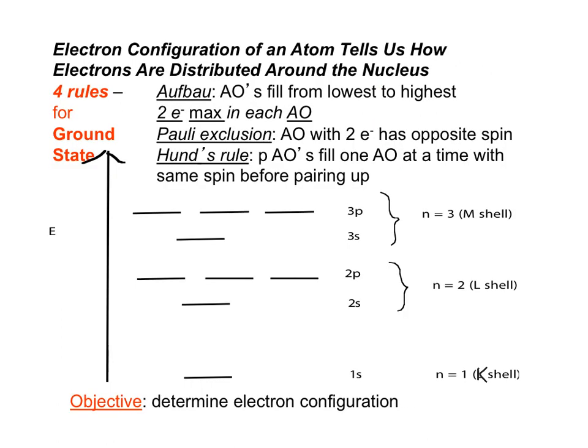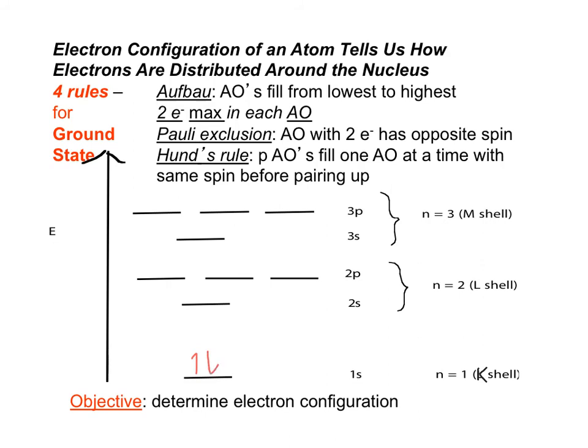Quantum theory tells us how electrons are distributed around the nucleus of an atom. We often want to know the lowest energy electron configuration, which is called the ground state. Stop the video and review these 4 rules for determining the ground state electron configuration of an atom. The ground state configuration of hydrogen is 1s1. Helium has 2 electrons, so the second electron goes in the 1s atomic orbital with opposite spin.